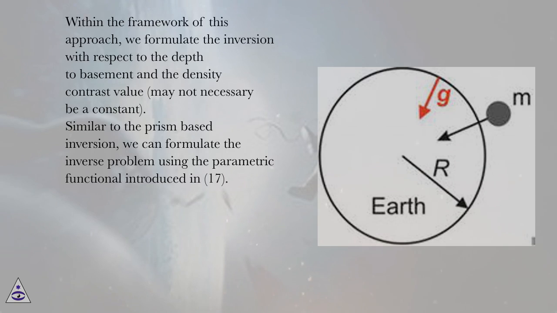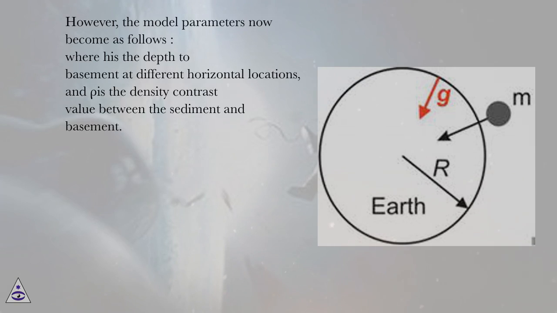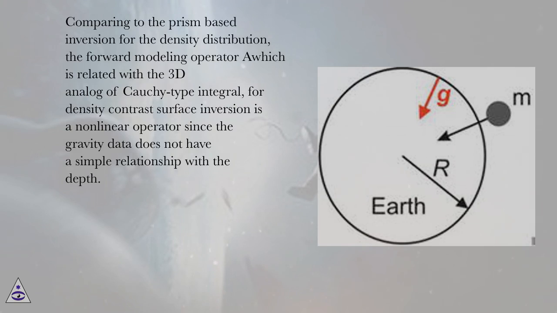Similar to the prism-based inversion, we can formulate the inverse problem using the parametric functional introduced in 17. However, the model parameters now become as follows, where z is the depth to basement at different horizontal locations, and rho is the density contrast value between the sediment and basement.